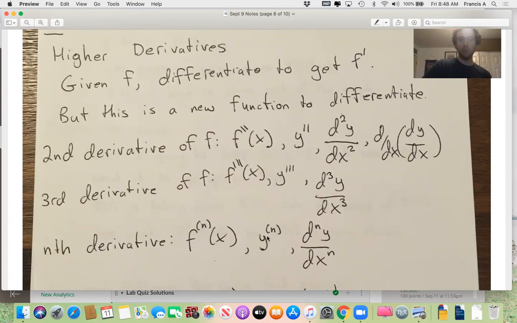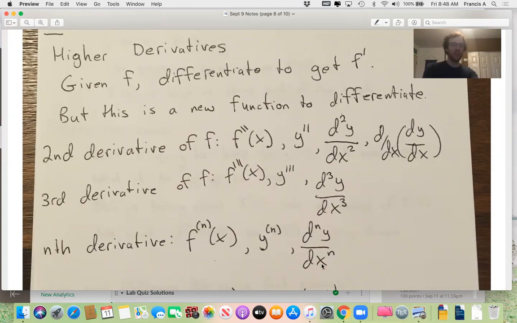And the same thing for the y notation, y in parentheses. This isn't a power, so this isn't an exponent. If there are parentheses here, it's saying I've taken this many derivatives. And in the fractional notation, you just keep changing what number it is.